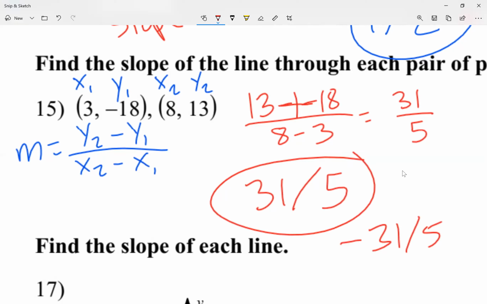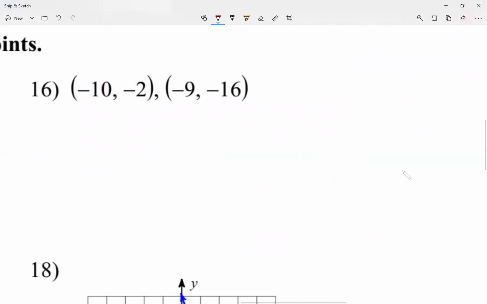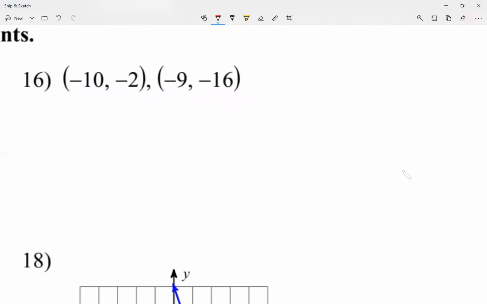It doesn't matter if the negative comes from the top or the bottom, bring it to the front. My case is just positive, but I was saying if it was a negative, bring it to the front. All right, let's take a look at question number 16.